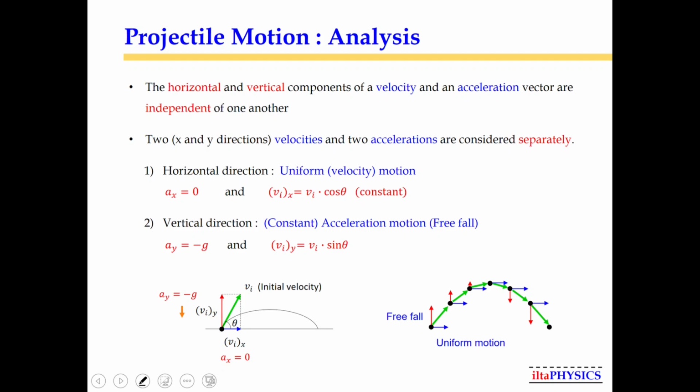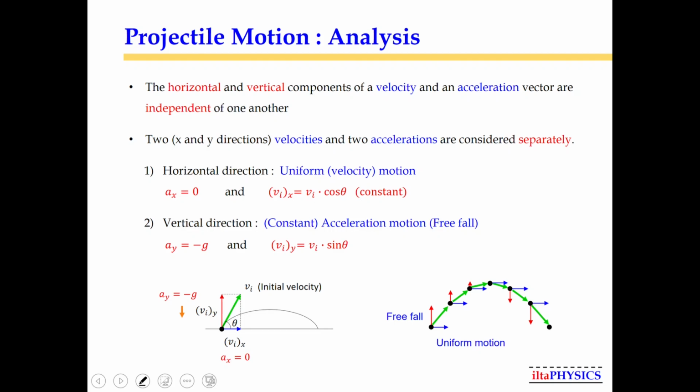Let's look at an example where a ball is thrown forward at an angle. The initial velocity is shown by the green arrow. We'll break that initial velocity into two parts: a horizontal component along the x-axis and a vertical component along the y-axis. Since we've split the initial velocity into horizontal and vertical components, let's now think about the motion in each direction separately.